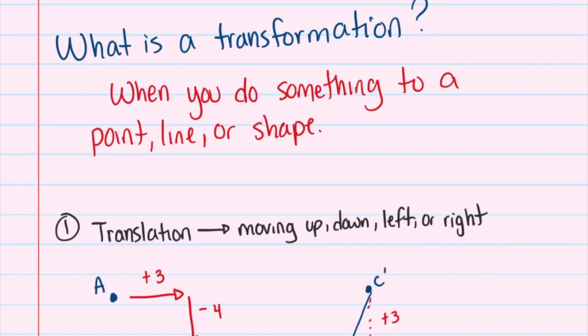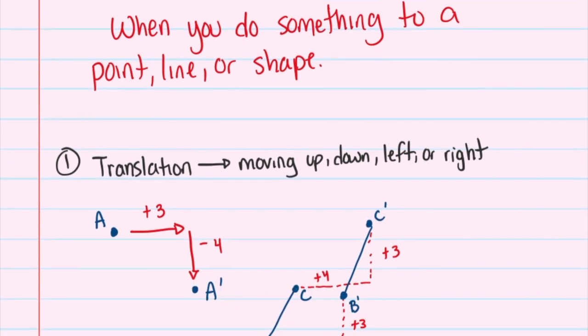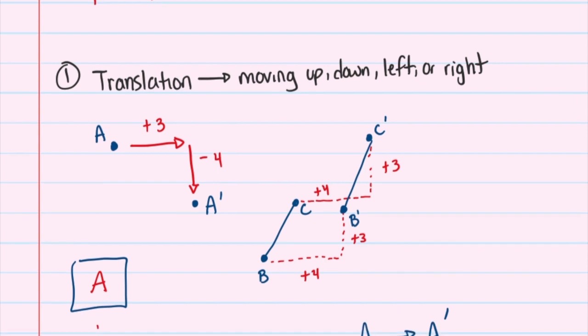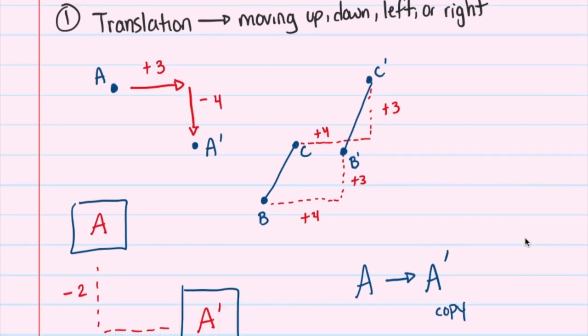Translation means you move something around, just up, down, left, or right. Not changing the direction, not changing the size. It's literally just moving it, shifting it from one place to another, as you can see. Now, when you see the letter A, that is always the original position of the shape. And whenever you see an apostrophe, you will consider it the final position of the shape. As you can see, letter A was the original place. Once you moved it, you got a copy, the final position. We call it the A copy, right? So that's the first one.